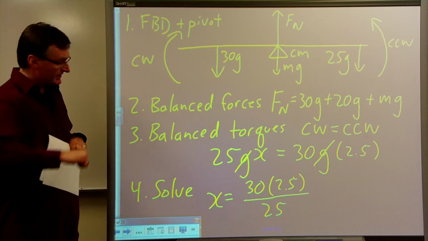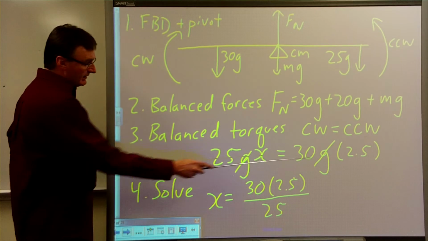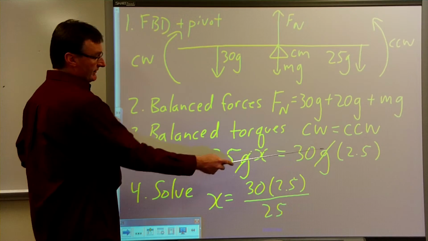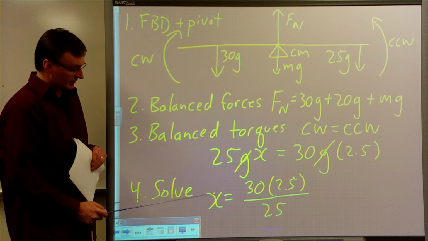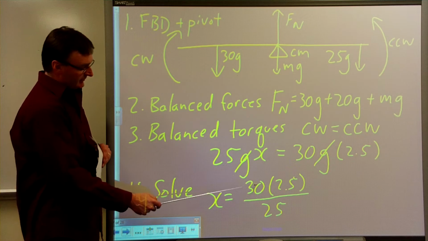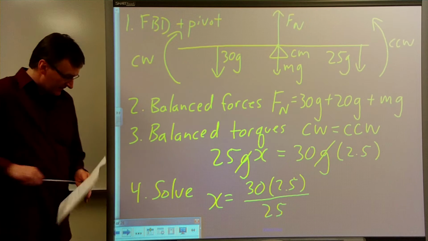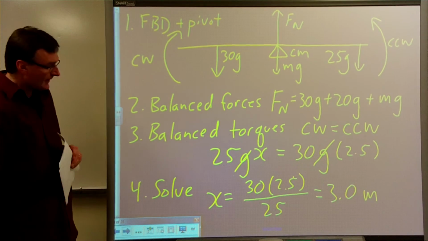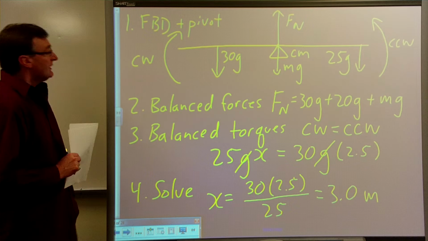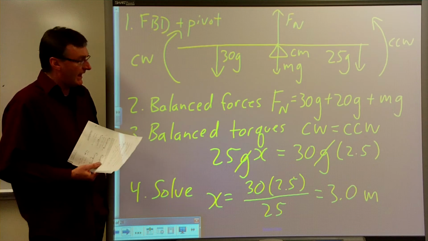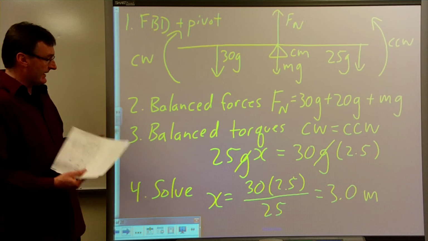And again, it simplifies a little bit because the g's will cancel on both sides of the equation. So we just have an expression for x, which is 3 times 2.5 divided by 25, and that just equals 3.0 meters. So we've solved this problem, and we've done it step by step.